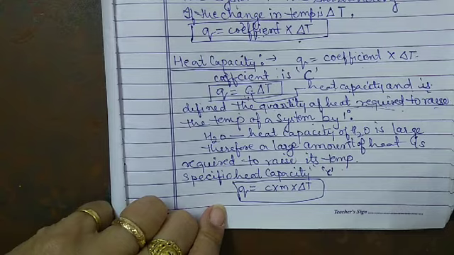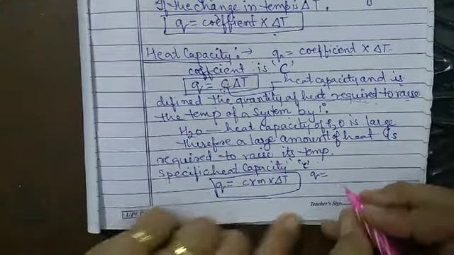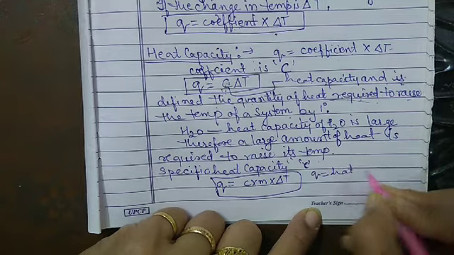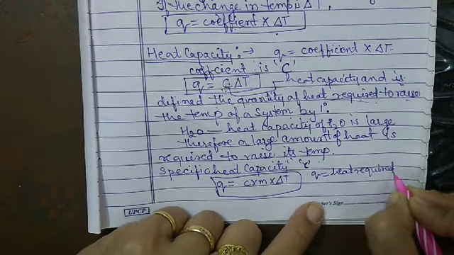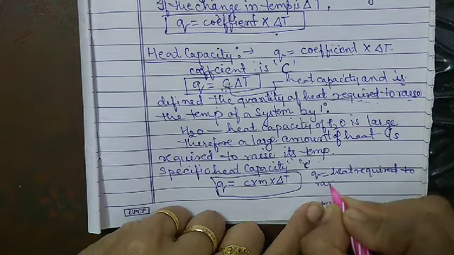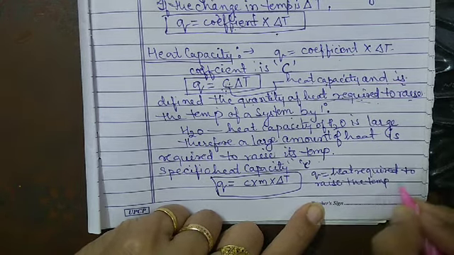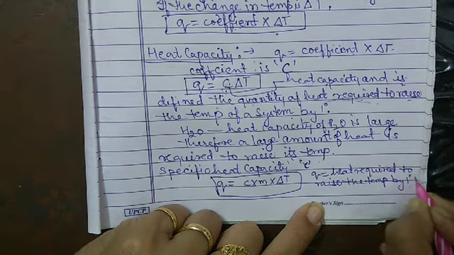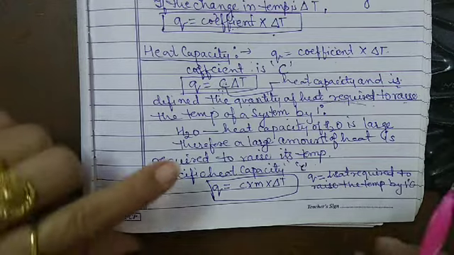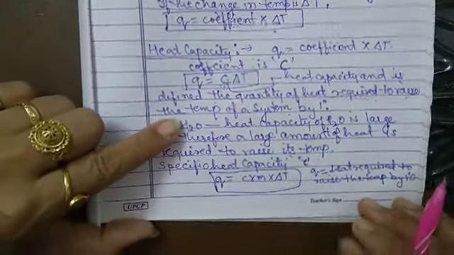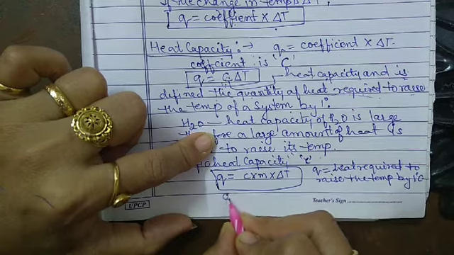This is the formula. Where Q is, what is Q? Q is the heat required to raise the temperature by 1 degree Celsius. Heat required to raise the temperature by 1 degree Celsius. Okay. Now, next is the C.